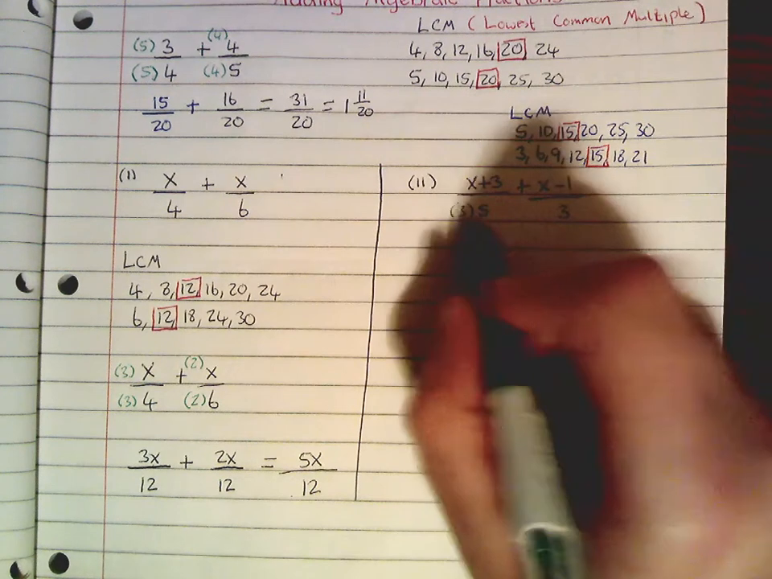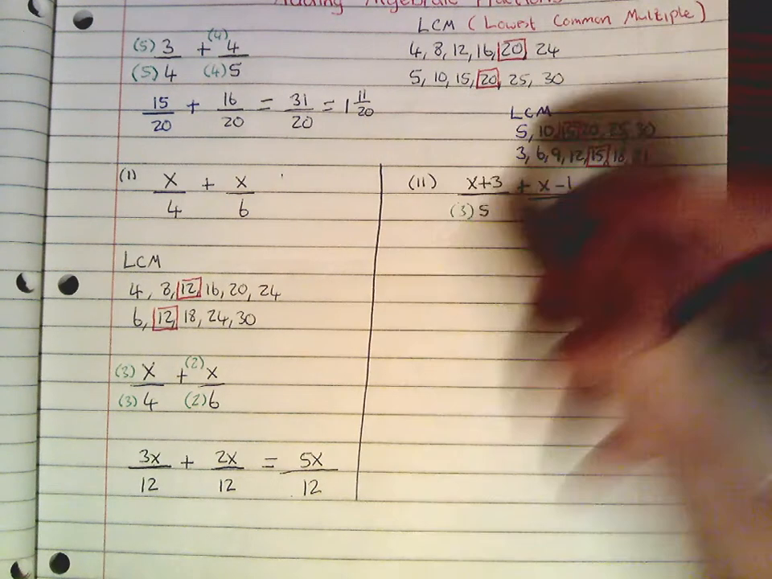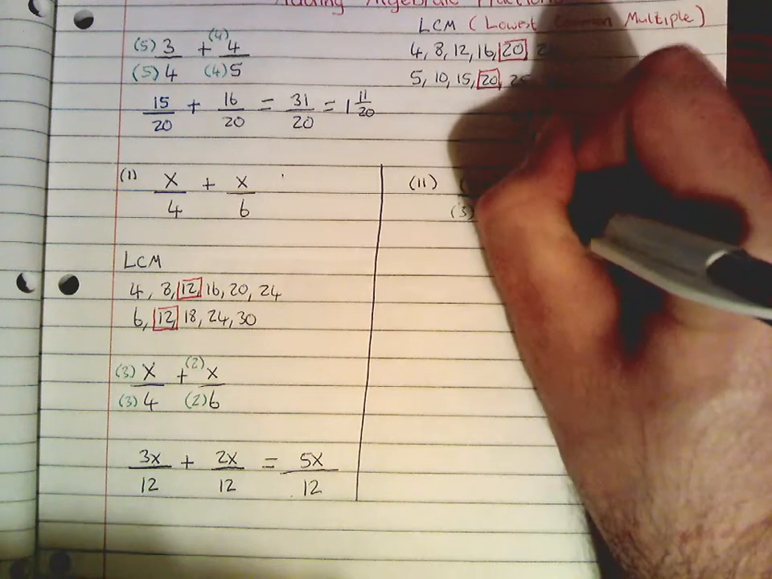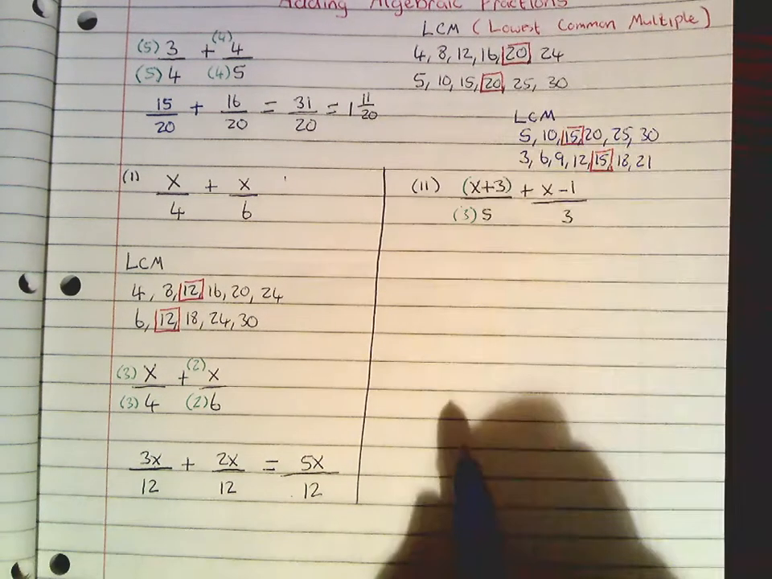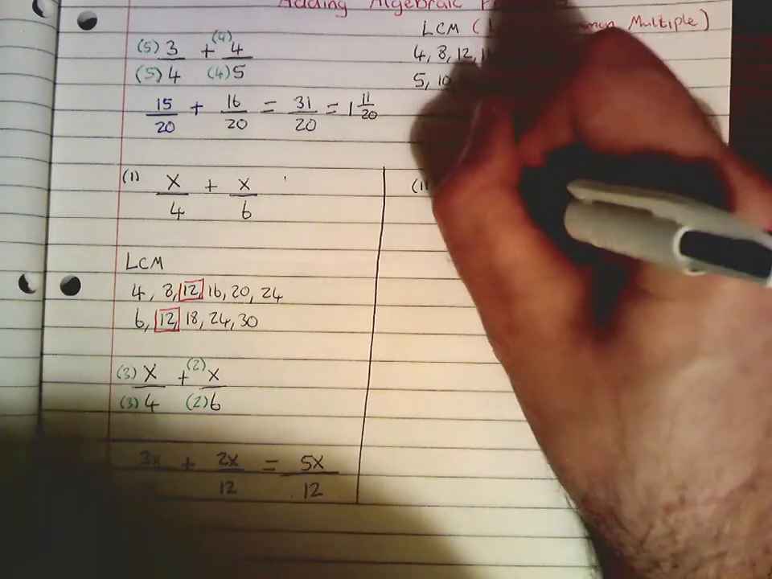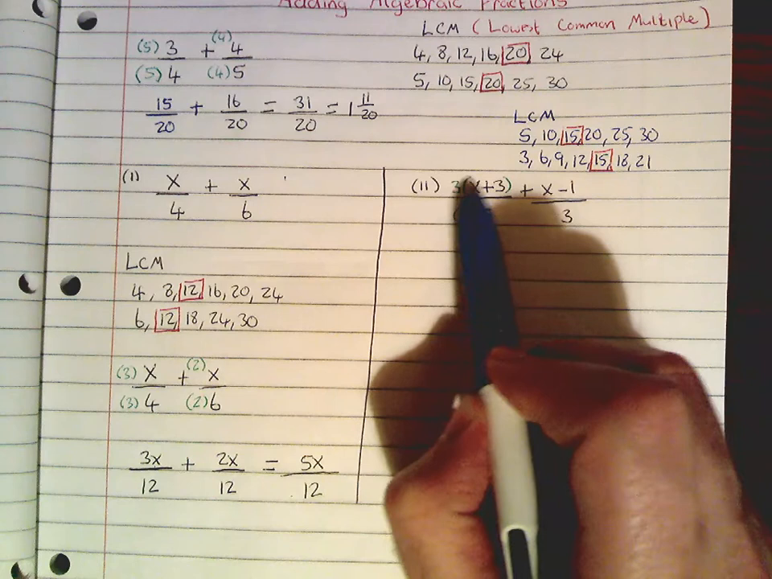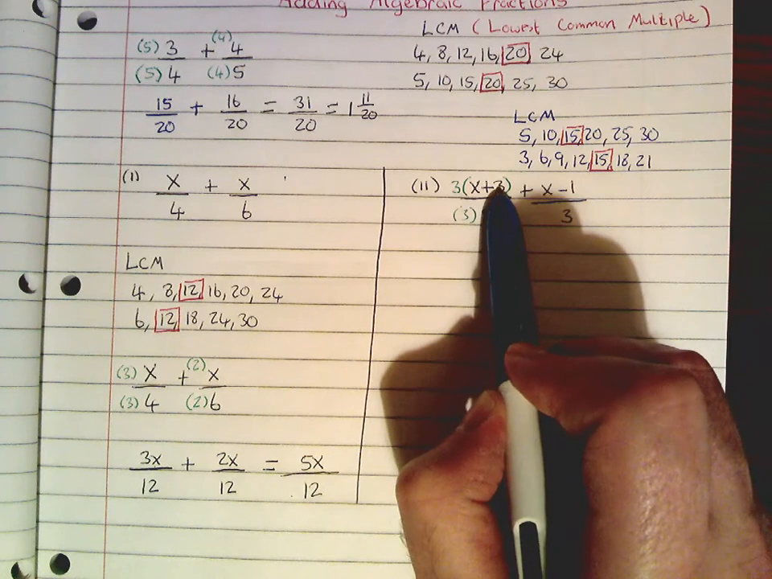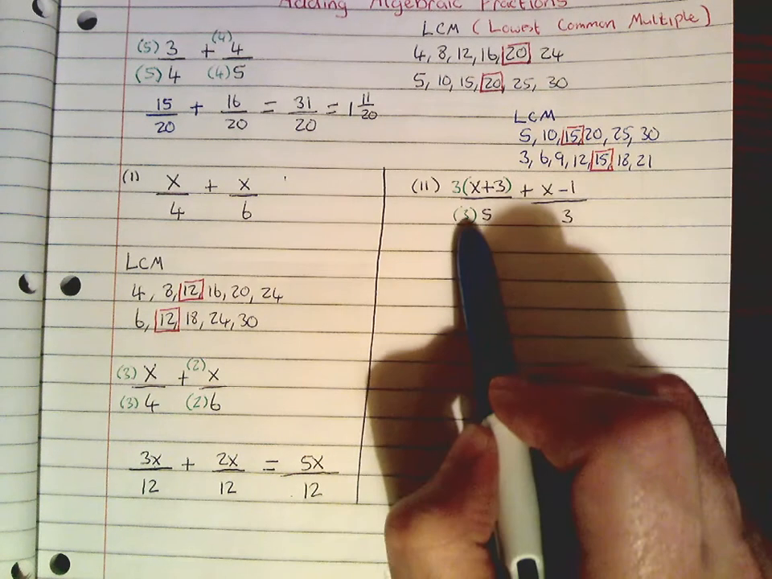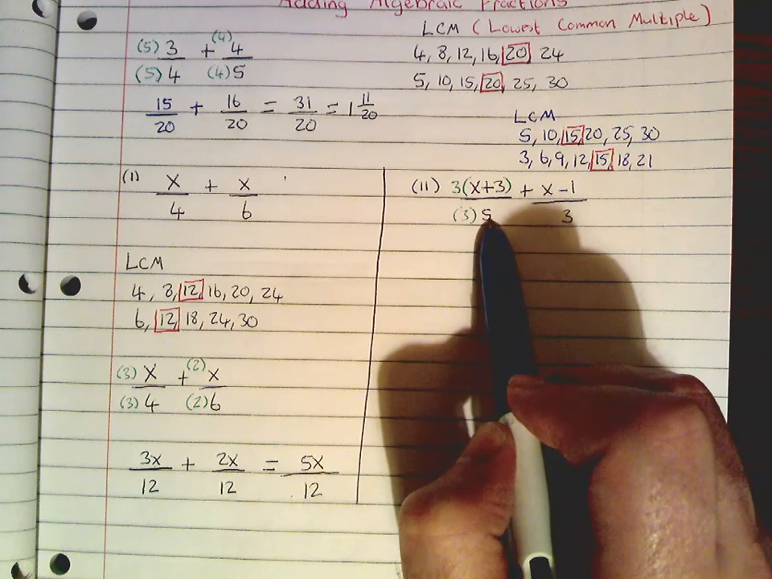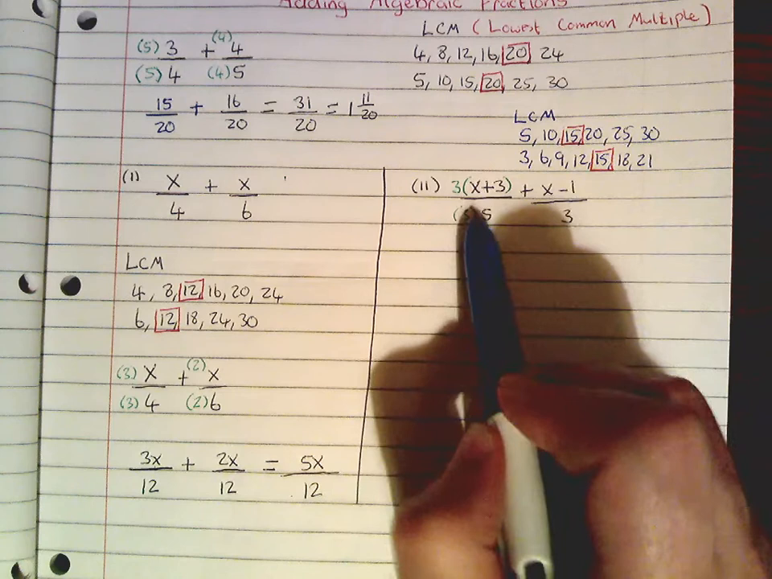If we multiply the bottom part by 3, then we have to multiply the top part by 3 as well. We can do it like this: put this in brackets and put the 3 on the outside. This means 3 multiplied by each of the terms inside. It can also be written like this, meaning 3 multiplied by 5. These mean the same thing.